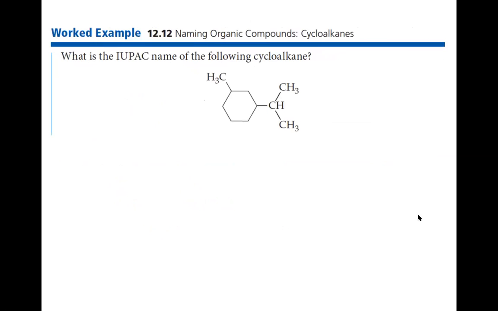See if you can figure out this one. Pause it here, review, and let's see what you can come up with. First, let's look at the ring. How many carbons are in the ring? 1, 2, 3, 4, 5, 6. So it's a cyclohexane, like before. And what are the groups coming off? We have these 3 carbons, propyl. It's bound to the middle carbon, so it's isopropyl. And we have a methyl here.